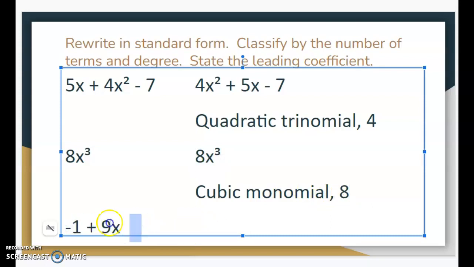Finally, for 9x minus 1, we have to put the 9x at the beginning. The variable to the first power comes before the variable to the 0, right? And this one is going to be a linear binomial. So it's linear because you've got an x to the first power, and it's a binomial because there are two things that we are adding together, or in this case, subtracting.